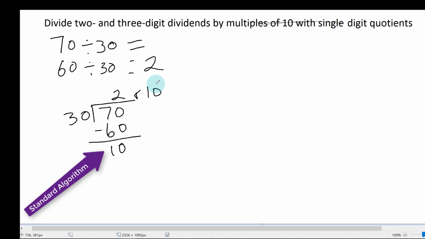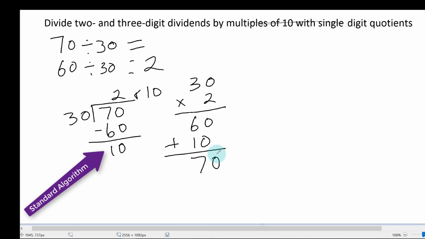I could then go and check my answer by taking my divisor, 30, multiplying it by my quotient, 2, getting an answer of 60, and then adding my remainder. If I am successful, I will see that my answer to my checking by multiplication is the same as my original dividend.